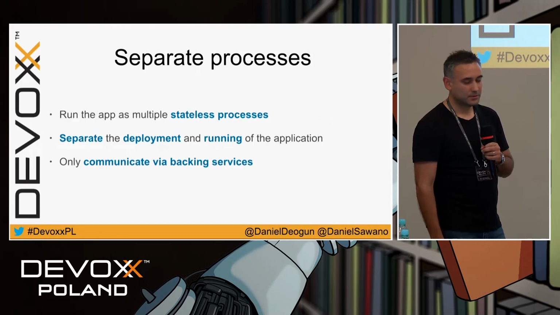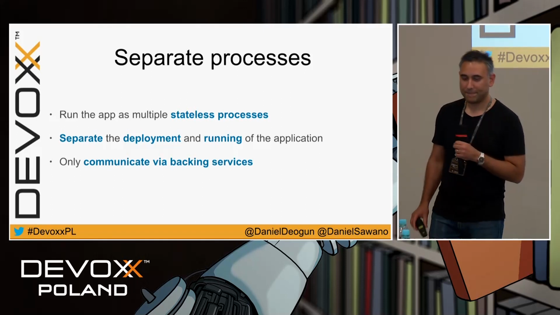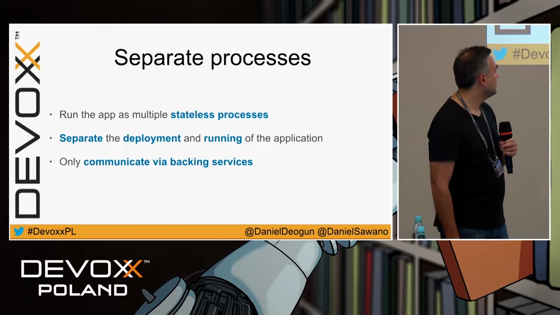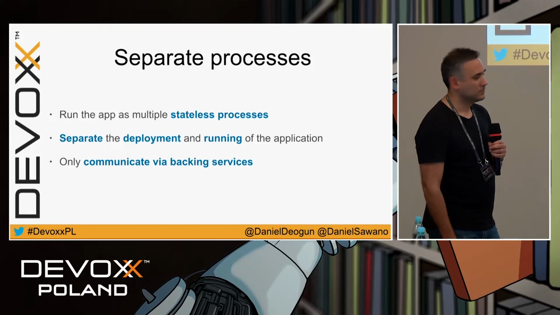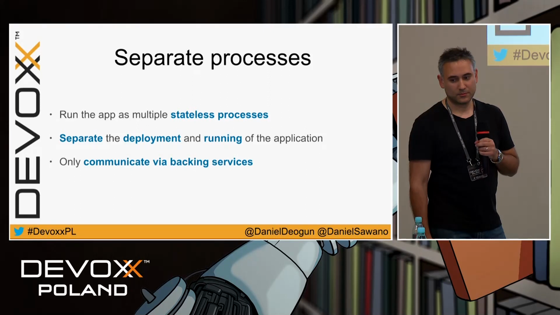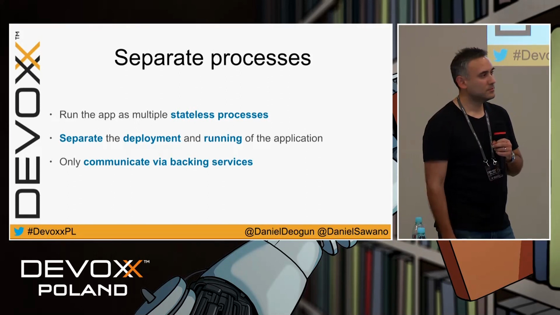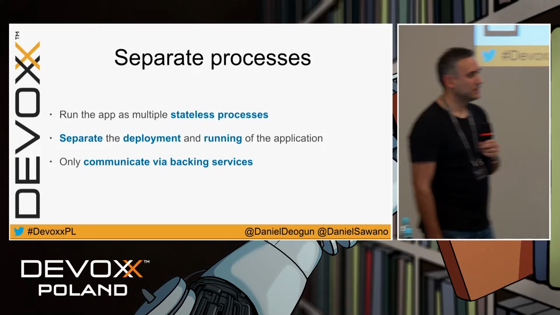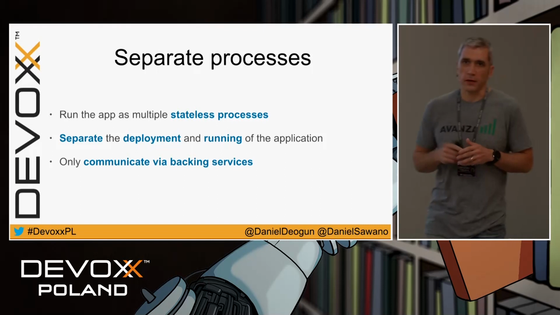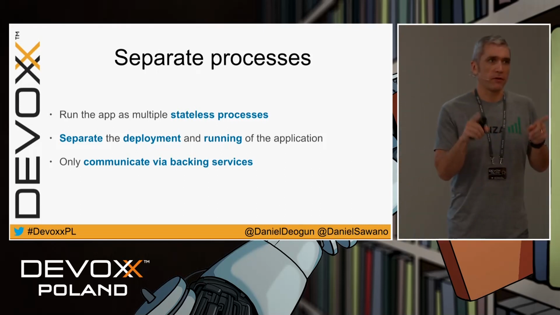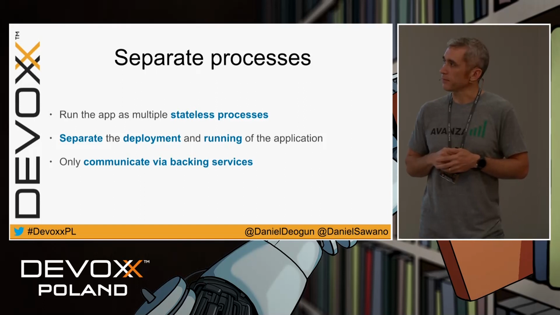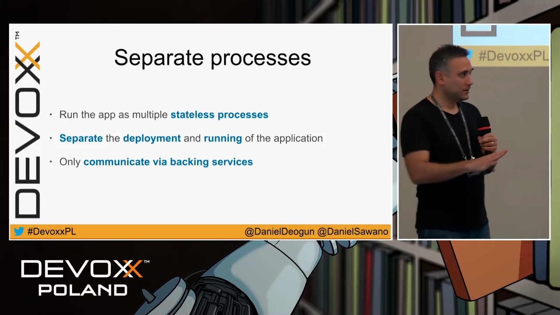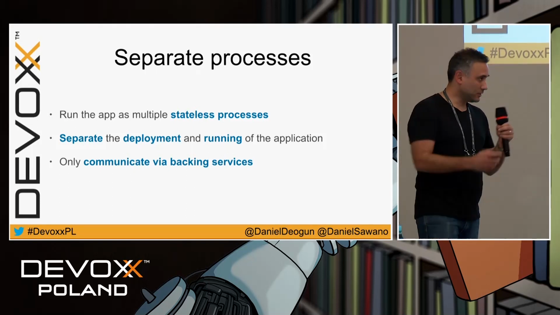Now, if we break this down into 3 subsections, we can say that you want to run your applications as multiple stateless processes. Mm-hmm. And another thing is that you want to separate the process of deploying the application with the process of actually running the application. Okay. And then we're going to say that, well, all your stateless processes can't communicate directly with each other. They can only communicate via some kind of backing service. Okay. I totally agree with this. I don't see the security connection yet. We'll get into that soon. Okay. All right. So let's start with the first one then.